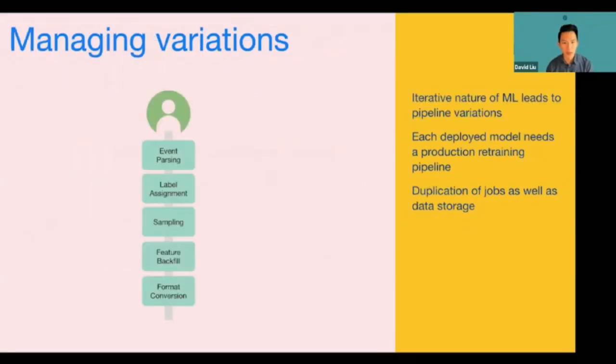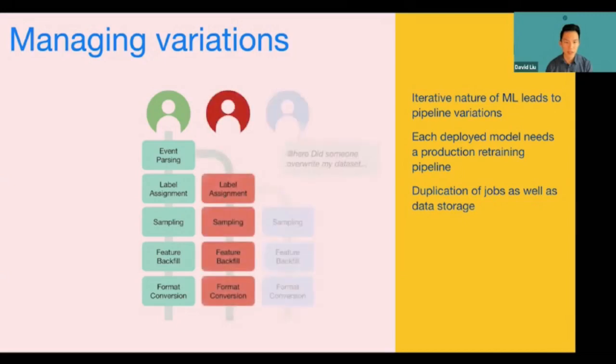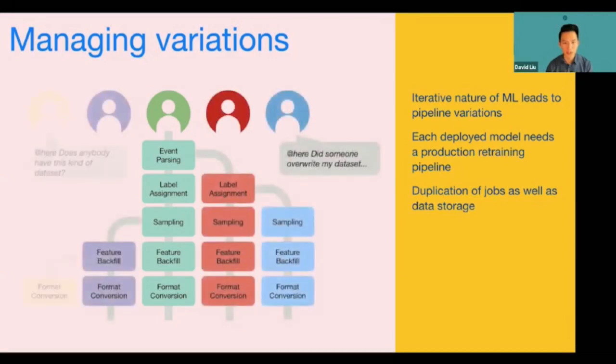Another problem comes up with training datasets, though. There's often a long set of operations involved in building the training data, like joins to get labels, subsampling examples, and backfilling new features. As the team gets bigger, people experiment with each of these steps, producing a ton of variations of pipelines. It duplicates the different jobs as well as the intermediate data storage.